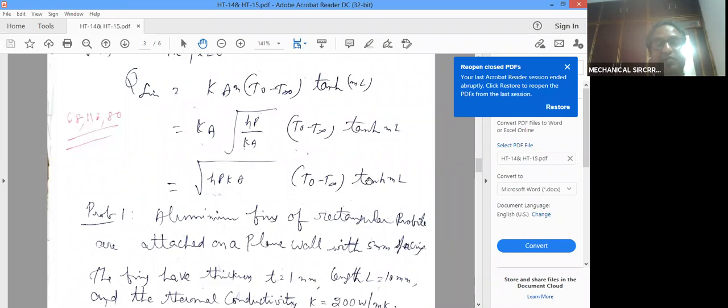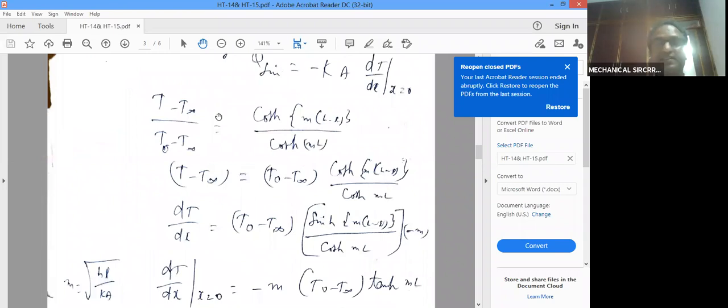For the lengthy fin, it is root(hPkA) into T naught minus T free stream only. But for the insulated fin, you have to multiply with tanh mL. So for an insulated fin, what is the equation? Heat transfer rate equation for an insulated fin: root(hPkA) into T naught minus T free stream into tanh mL. So finally, I am concluding yesterday's class.